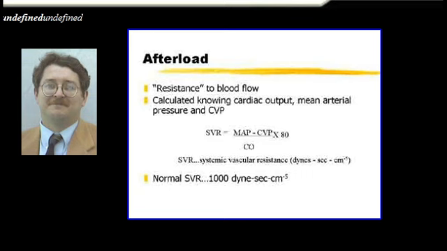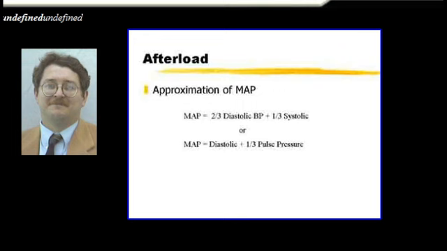Hemorrhagic shock is often associated with elevations in systemic vascular resistance as the body attempts to maintain a mean arterial pressure. In cases of septic shock, the reverse is true, and there's often profound vasodilatation. It's not always easy to measure mean arterial pressure. One has to have an arterial catheter in place, but it's quite easy to approximate mean arterial pressure, and these are two ways to do it.